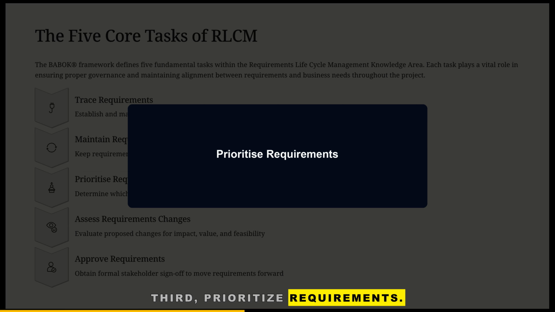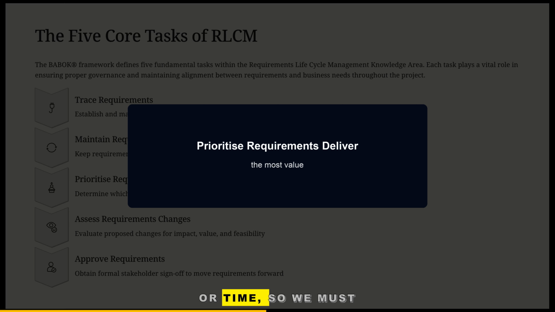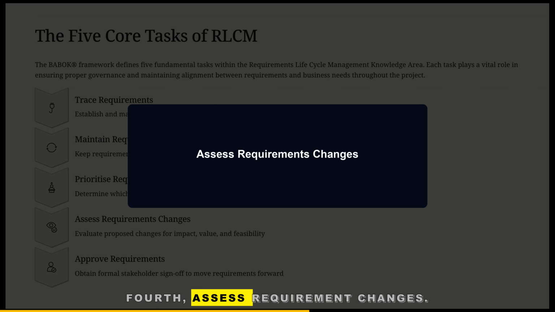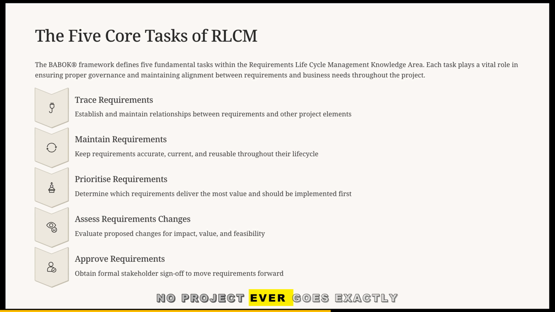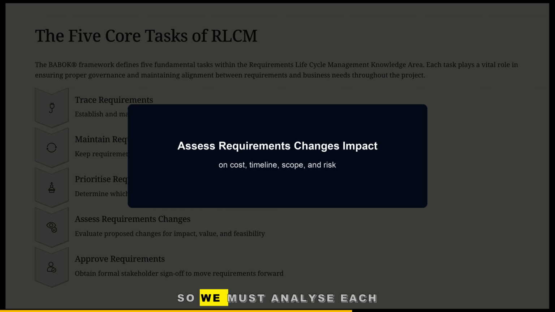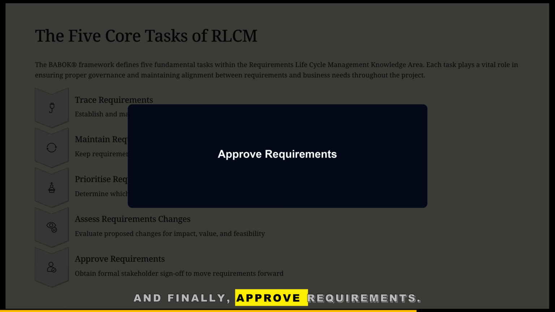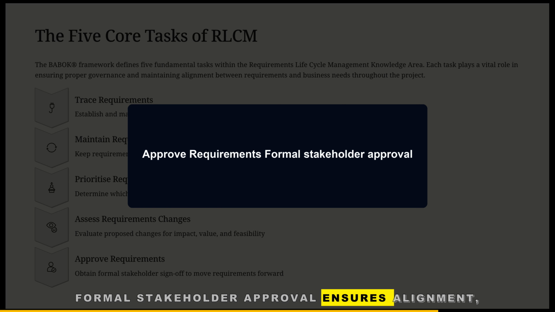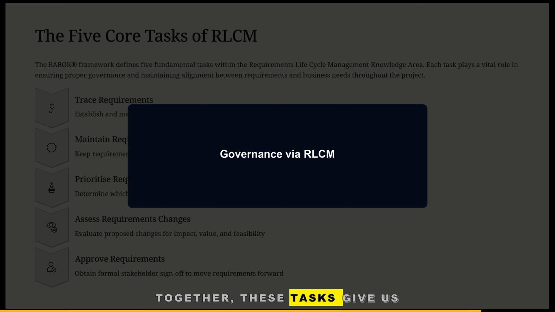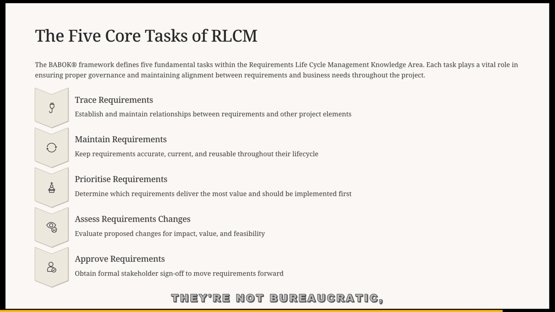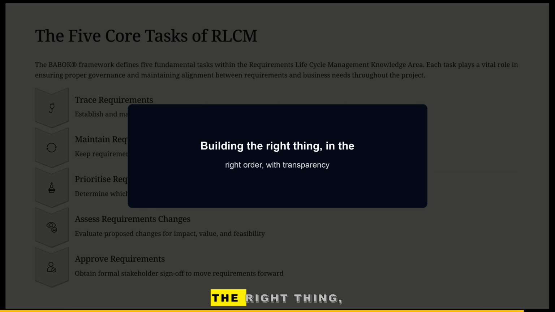Third, prioritize requirements. We don't have infinite resources or time, so we must decide which requirements deliver the most value. Fourth, assess requirement changes. No project ever goes exactly as planned, so we must analyze each change request for its impact on cost, timeline, scope, and risk before deciding. And finally, approve requirements. Formal stakeholder approval ensures alignment, accountability, and authority to proceed. Together, these tasks give us governance. They're not bureaucratic, they're strategic. They ensure we're building the right thing, in the right order, with full transparency.